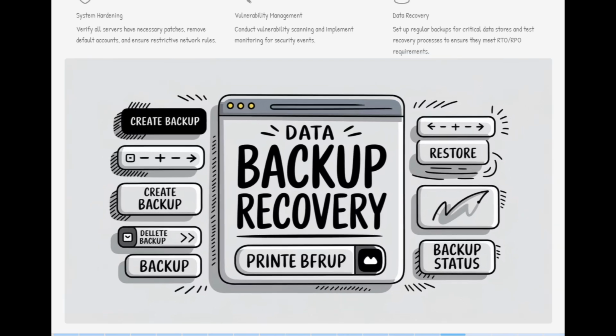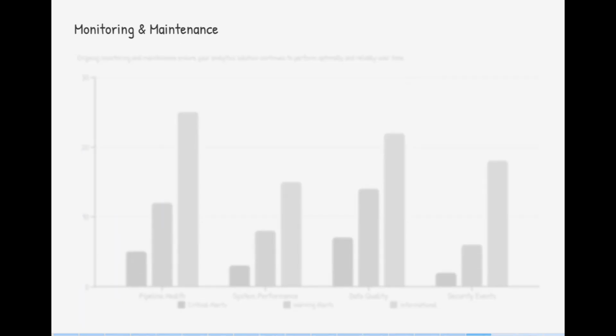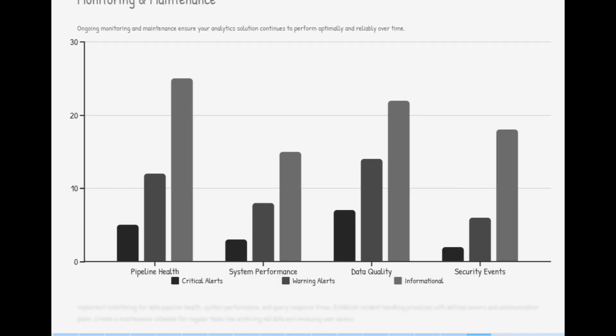And once it's live, it needs ongoing care, monitoring, and maintenance. Watching pipeline health, system performance, having plans for incidents. Exactly. Robust monitoring, clear incident handling procedures, a regular maintenance schedule. This is where data ops practices come in, treating data pipelines like software products with ongoing support. It's a living system.